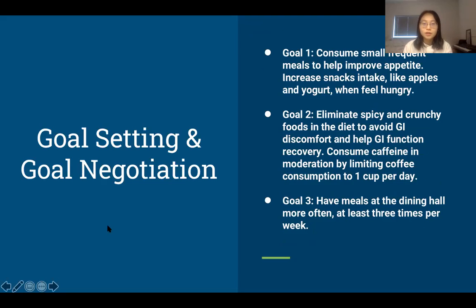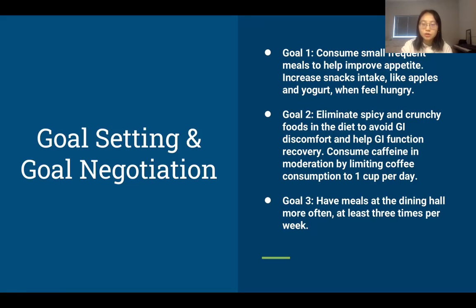After the negotiation between the counselor and the client, we came up with 3 goals for the patient to work on. The first one is to consume small, frequent meals to help the patient improve her appetite. She could consider having snacks between meals, like apples and yogurt, whenever she feels hungry. The second goal is to help her GI recovery by eliminating spicy and crunchy foods in the diet, so she could avoid any GI discomfort. Also, she is willing to consume caffeine in moderation by limiting coffee consumption to a cup per day.